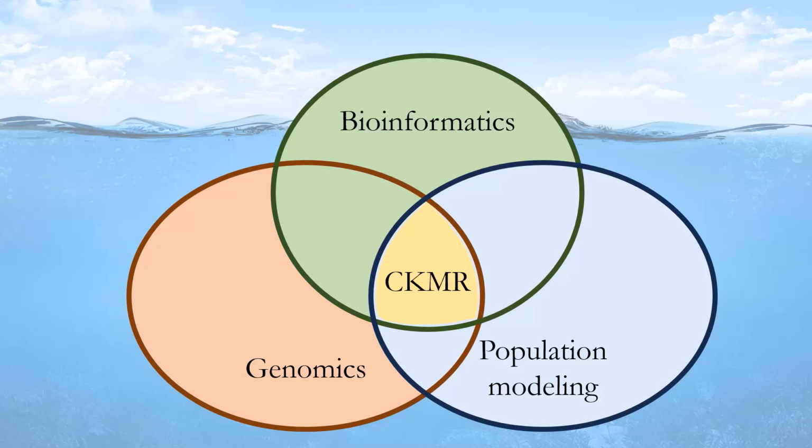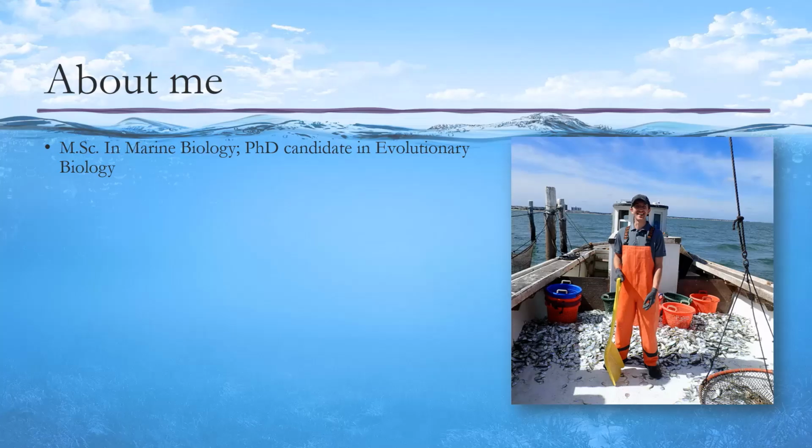But most of the talks that I've seen so far have come from people whose backgrounds are primarily in population modeling, and so that third of this Venn diagram has tended to be the emphasis. And that's important and appropriate because there are many things that need to be considered to construct and apply a robust CKMR model. But I bring a slightly different perspective to the table. My background is primarily in genomics and bioinformatics, the other two thirds of that Venn diagram.